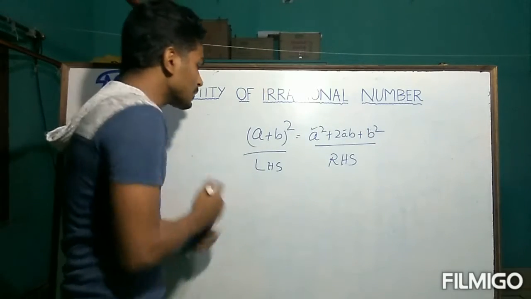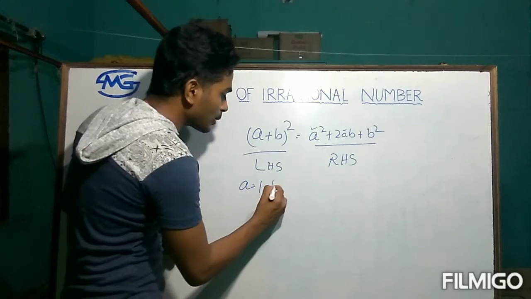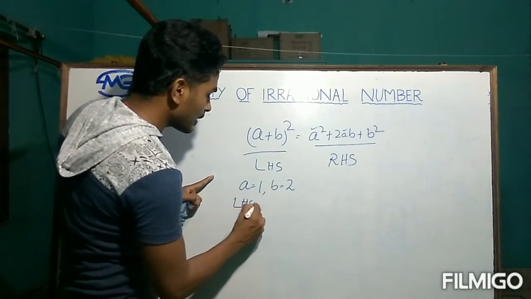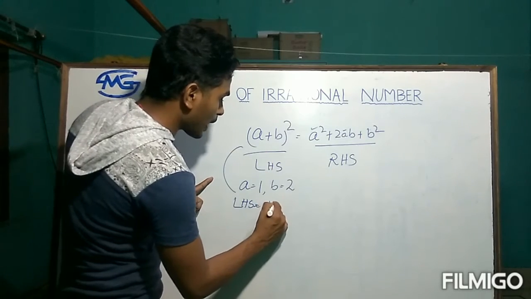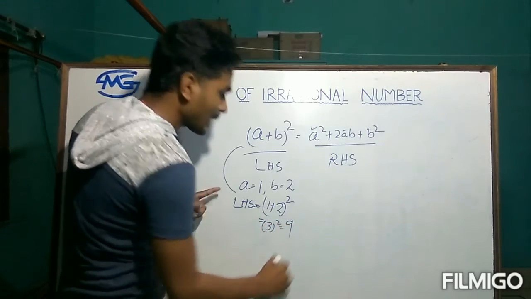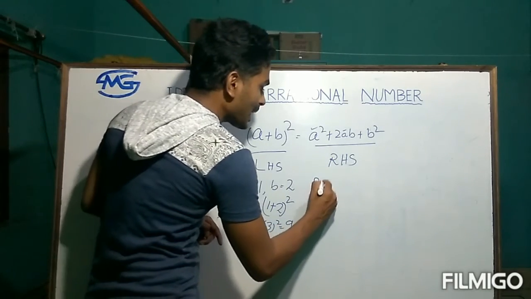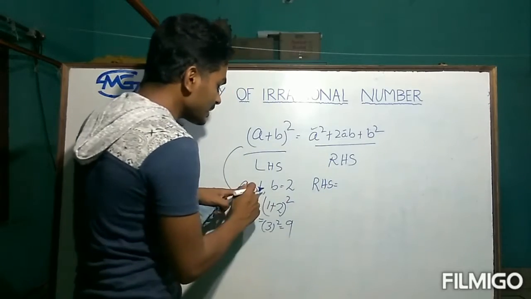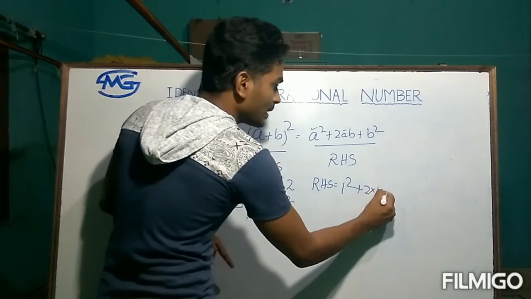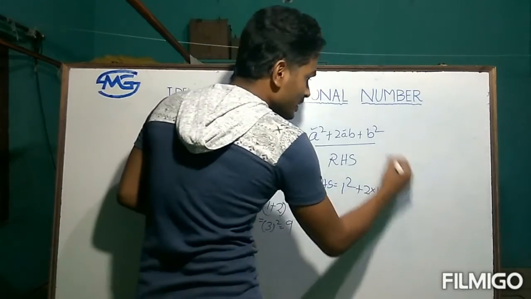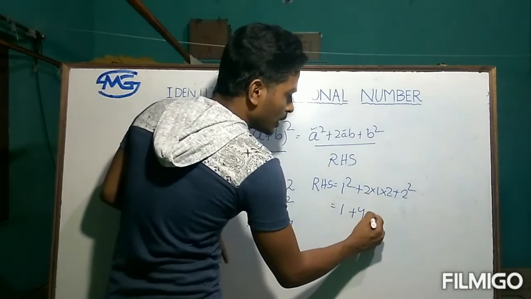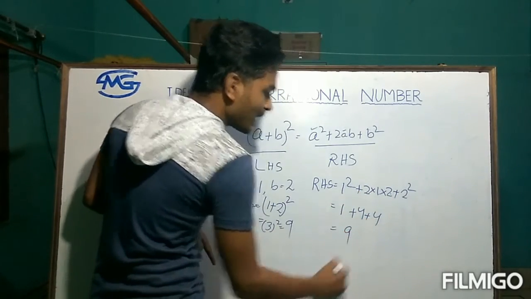Suppose we put the value of A as 1 and the value of B as 2. Then what will be the value of LHS? In the place of A we put 1, in the place of B we put 2. So the answer is (1 plus 2) whole square, that is 3 square, which is 9. Now put these values in RHS also: 1 square plus 2 into 1 into 2 plus 2 square. 1 square is 1, 2 into 2 is 4, and 2 square is 4, so it will be 9.